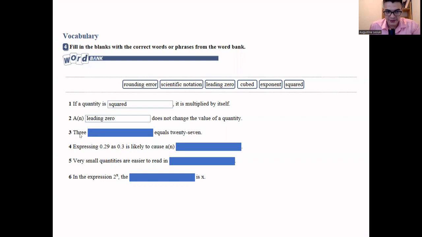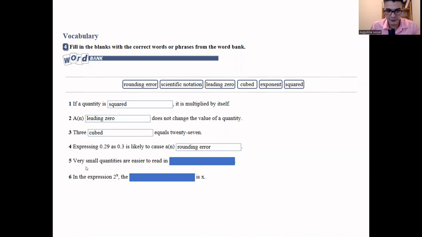Okay. Next, 3 cubed equals 27. So that's 3 to the power of 3. So that's 3 times 3 times 3. Okay, so that would equal 27. For the fourth one, expressing 0.29 as 0.3 is likely to cause a rounding error. So as you can see here, if we round this, we have 2 different results. Depending on what significant figures you're trying to use, you could end up with a rounding error if you don't use the correct significant figures.